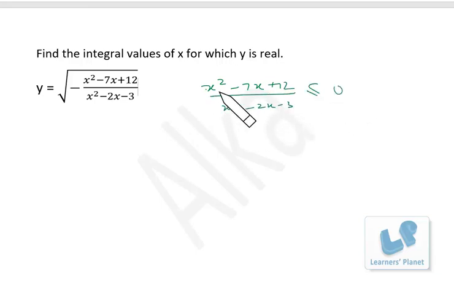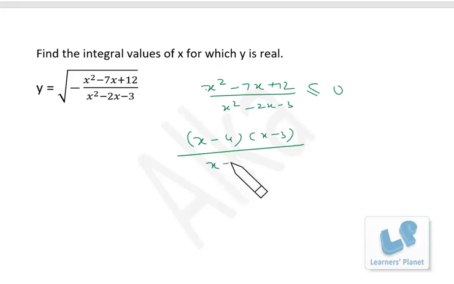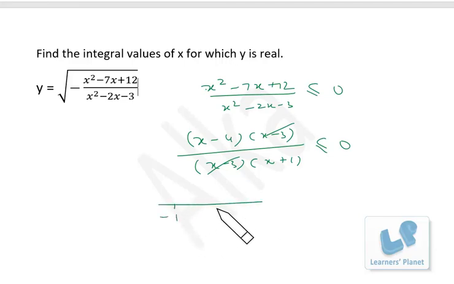Right? So we just factorize it. It is x minus 4, x minus 3 upon x minus 3, x plus 1, and it should be less than equal to 0. X minus 3 is cancelled out. We want x minus 4 by x plus 1 to be less than 0. So here it is from minus 1 to 4. Right? So how many integral values x can take?